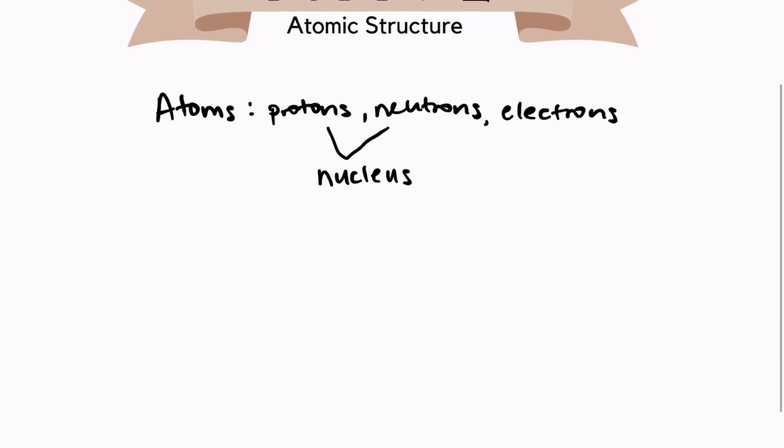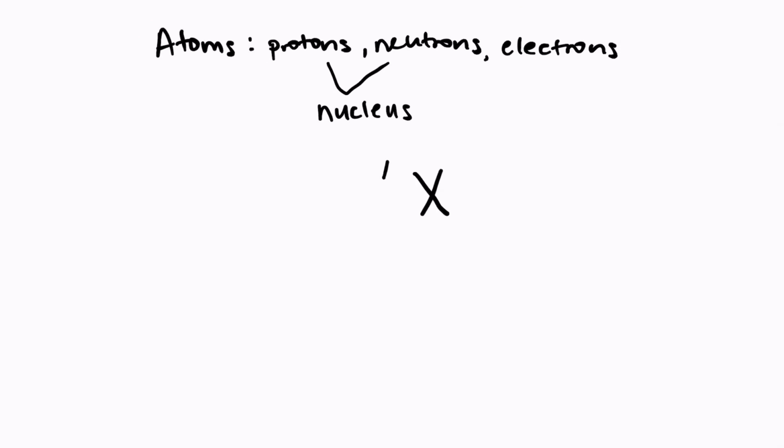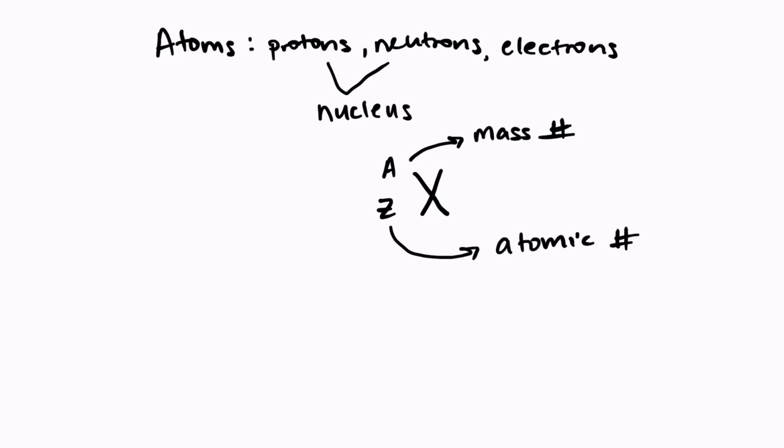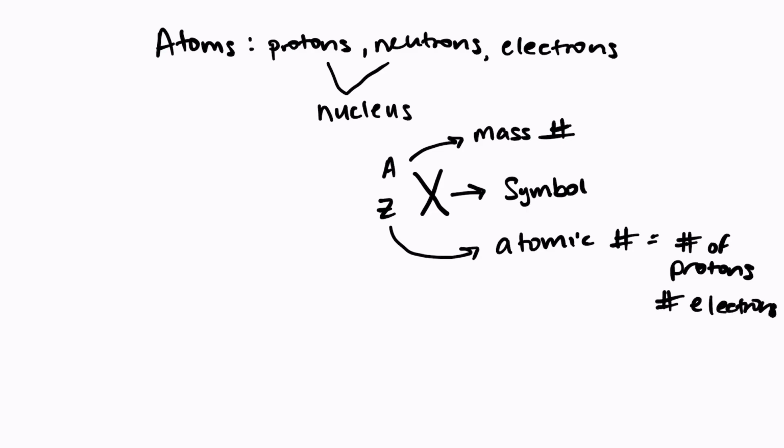You do need to know how to read the basic structure of an element on the periodic table. So A is the mass number, Z is the atomic number, and X, of course, is just the symbol of the element. So the atomic number is equal to the number of protons. And for a neutral element, that will also be the same as the number of electrons. The mass number is equal to the number of protons plus the number of neutrons in the nucleus.